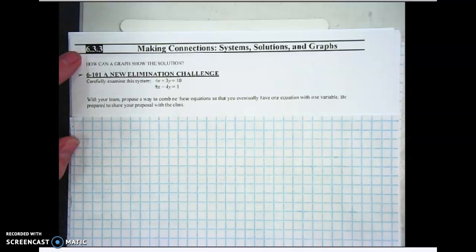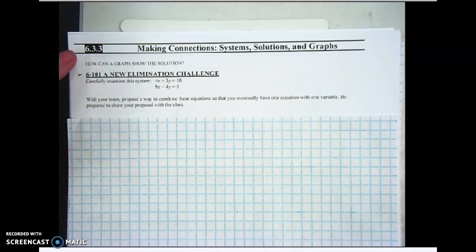Lesson 633, which is titled Making Connections, Systems, Solutions, and Graphs. So we're going to answer the question: how can a graph show the solution? All right, so question number 101 is called a new elimination challenge.